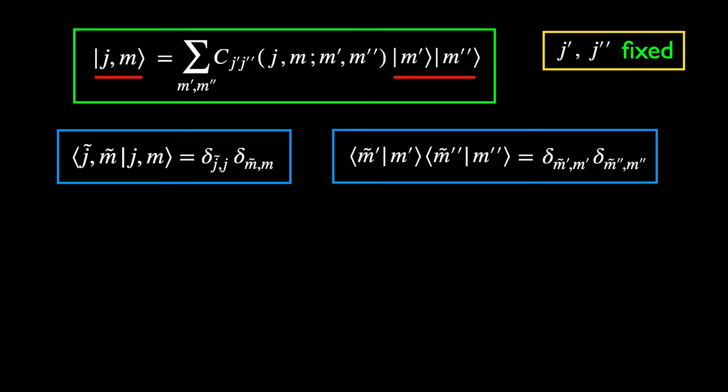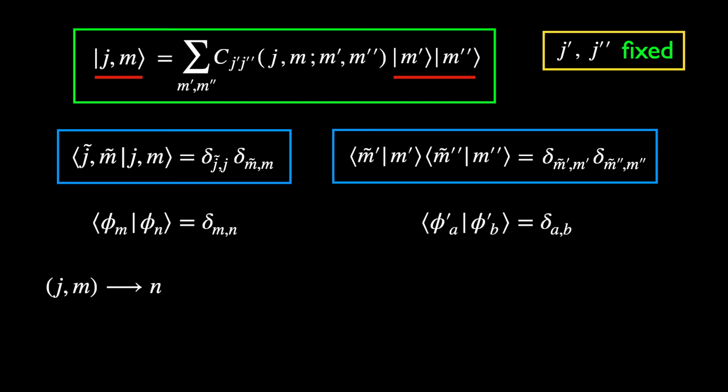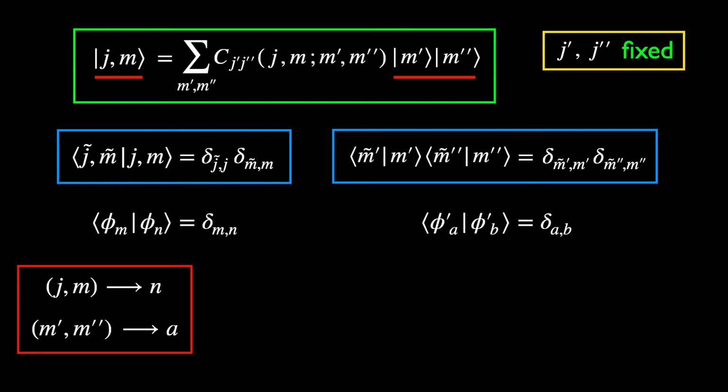To tidy up this clutter of indices, we switch to a simplified notation. The indices Jm is replaced by n, which is some sort of unified index, while the pair m' and m" is replaced by a. The Jm states are represented by the symbol phi, and the product states by phi prime. The elements of the square matrix C and A then represent the Clebsch-Gordan coefficients.